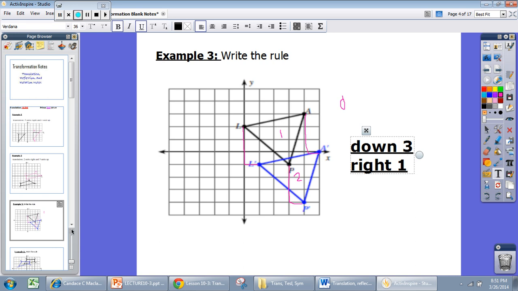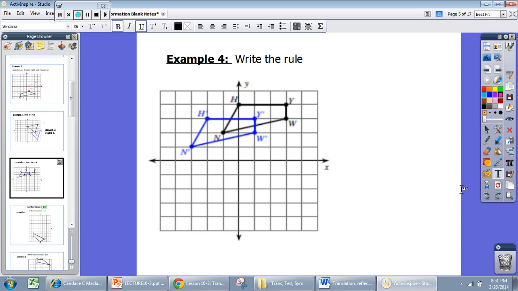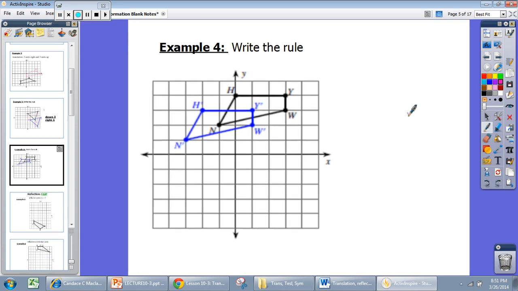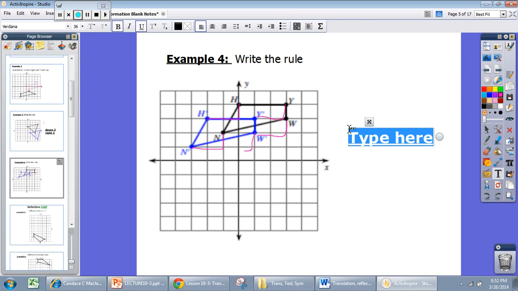Alright, let's do 4. Alright, so let's see, what do we have going on? We're going down 1, left 2, down 1, left 2, down 1, left 2, down 1, oop, started from the wrong one, down 1, left 2. Okay, good. So let's write that down. So our rule is down 1, left 2.